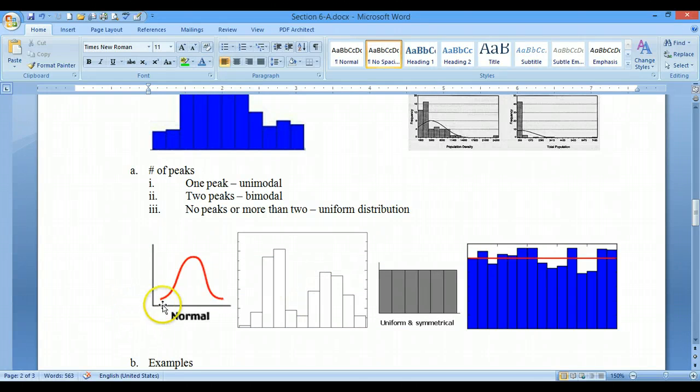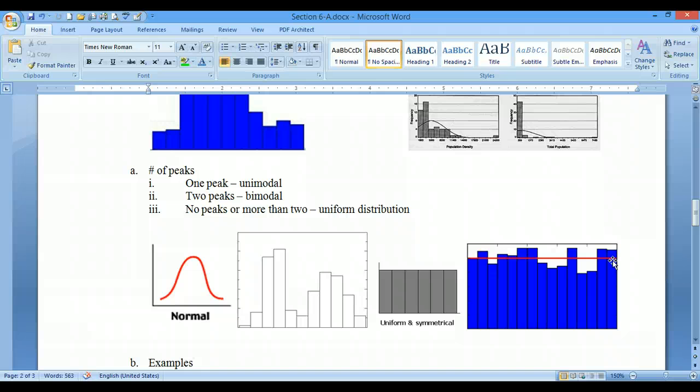Let's go down here. This is a normal distribution. This one I would definitely say is bimodal. I have a very distinct two peaks. This is uniform, where there's no peaks. Or, in this case, I have many different, and it really doesn't create a curve, so again, I would also say uniform distribution.